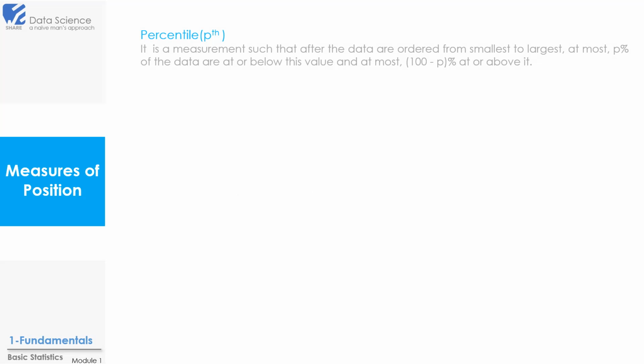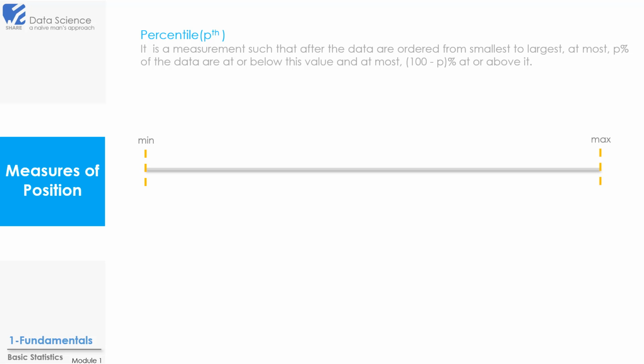Measures of position gives a range where a certain percentage of data falls. So in measures of position we have percentile. Percentile is a measurement such that after the data are ordered from smallest to largest, at most p% of the data are at or below this value, and at most 100 minus p% of the data are at or above it.